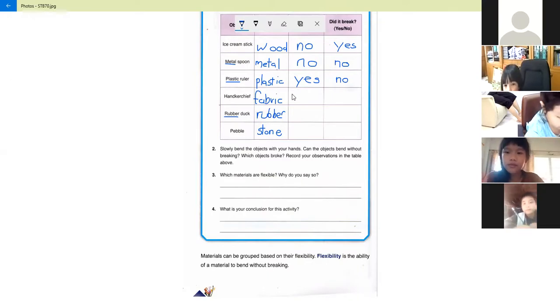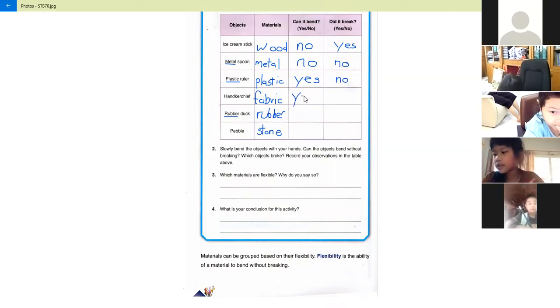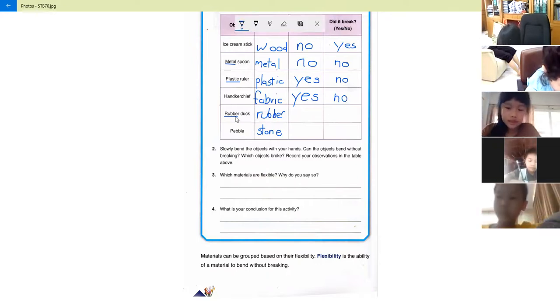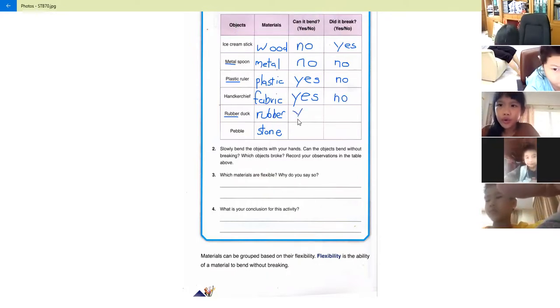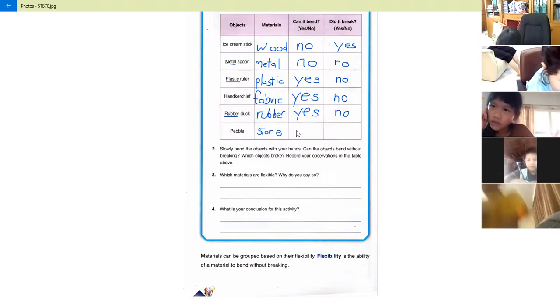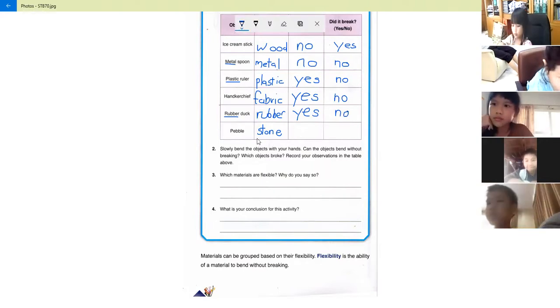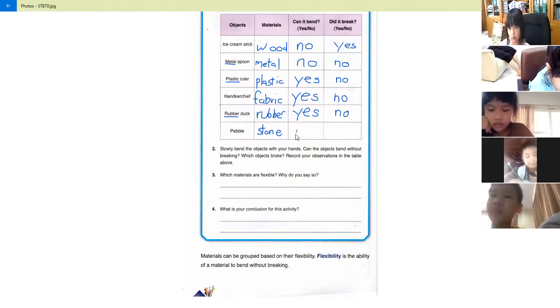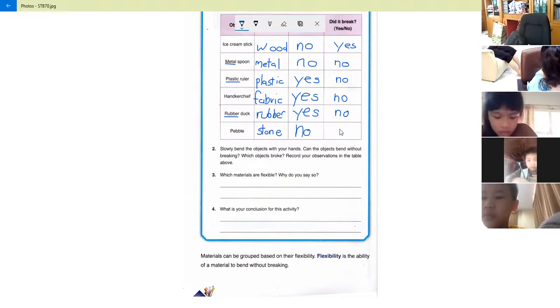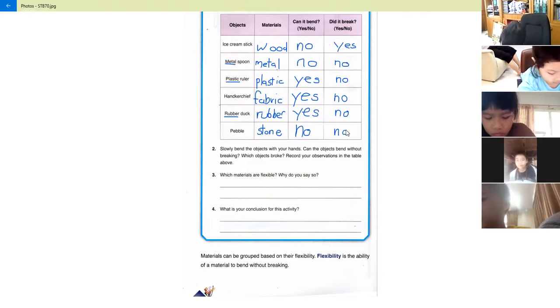It's easy to bend, like our clothes, they move. It's flexible. And it didn't break. Rubber duck was flexible to bend. And it didn't break. And the last one, we didn't see the stone. But do you think you can bend a stone? No, it's not flexible. No. And would it break? No, because stone is hard and strong.